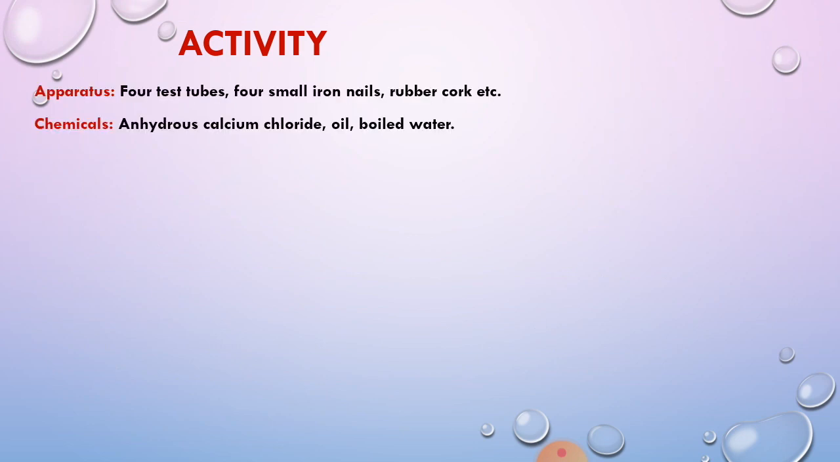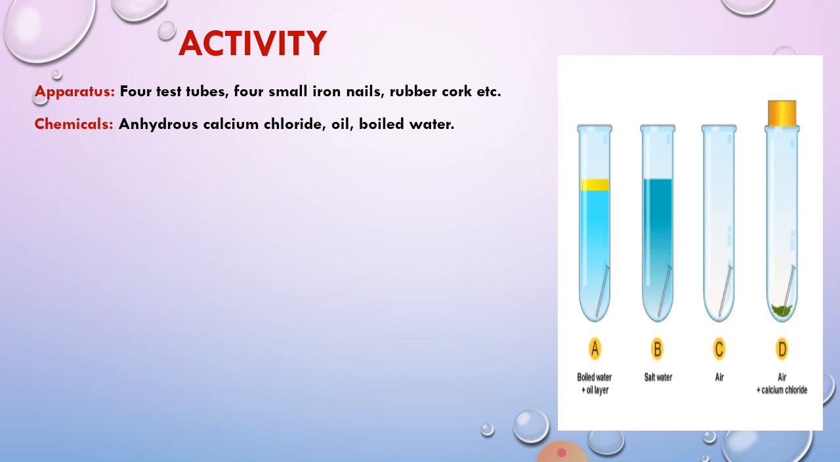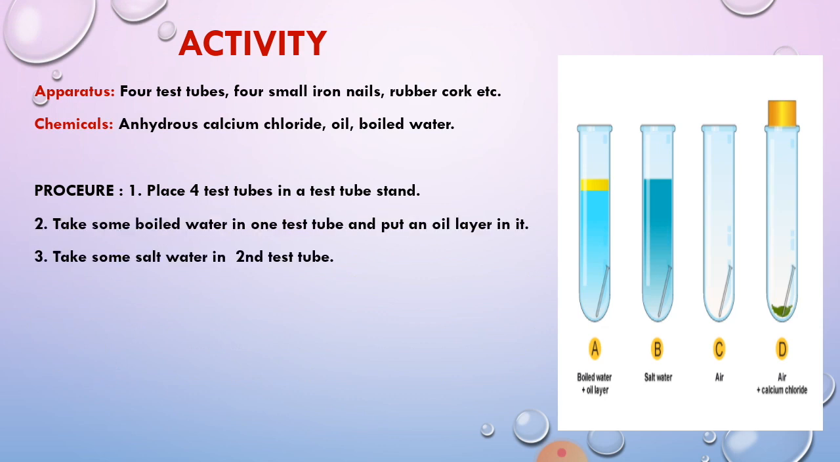Then here one activity is given. I will just explain it. For that we will require 4 test tubes, 4 small iron nails, rubber corks, and the chemicals are anhydrous calcium chloride, oil, and boiled water. So let's see what we have to do. First, place 4 test tubes in a test tube stand. Then we have to add some boiled water in one test tube and put an oil layer.